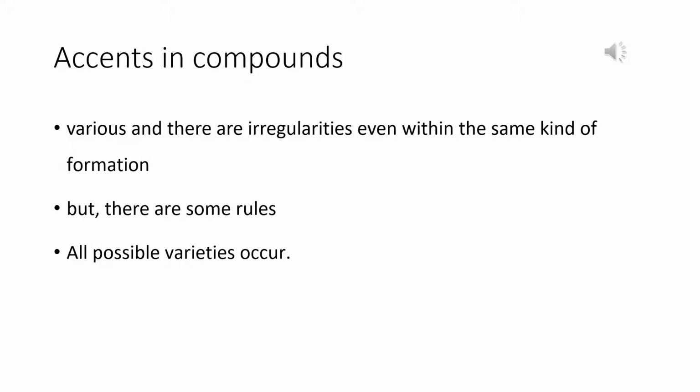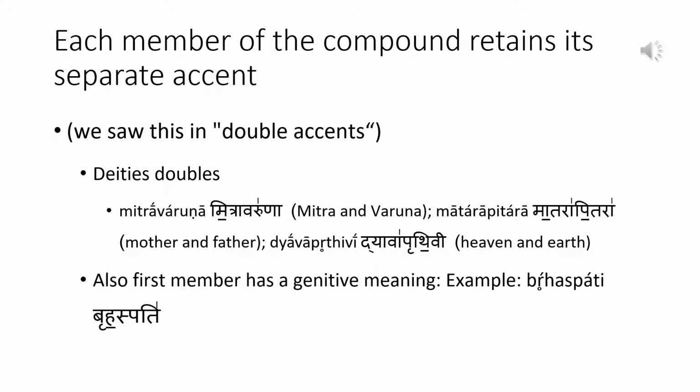In lessons 23, 24, and 25, we looked at compounds. The accent of compounds is various and there are irregularities even within the same kind of formation. But there are some rules that can work in some cases. All possible varieties occur. Let us look at some of the varieties.